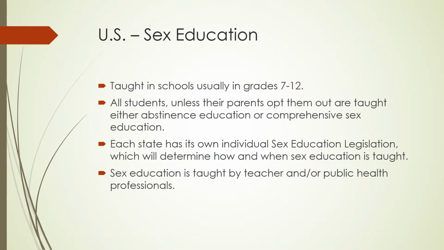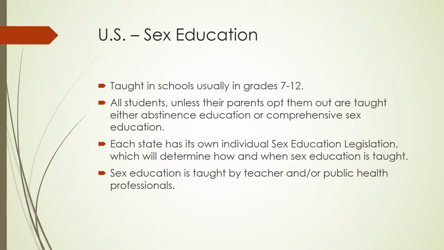Sex education in the United States is taught in schools usually in grades 7 through 12, unless the child is homeschooled, then it is up to their family to decide. All students, unless their parents opt them out, are taught either abstinence education or comprehensive sex education. Comprehensive sex education includes education about abstinence, but also discusses topics like contraceptive use and sexuality.